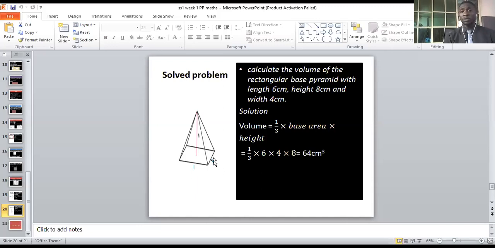What's the formula for the volume? It's given as 1/3 times the base area. The base area is a rectangle. For a square base it would be L squared, but in the case of a rectangular base pyramid, the base area is length times breadth, times the height. So insert the values in the formula: you have 1/3 times 6 times 4 times 8, which gives you 64 centimeters cubed. So you have to be careful using your units. Don't use the unit of area for volume. Area is centimeter squared and volume is centimeter cubed.